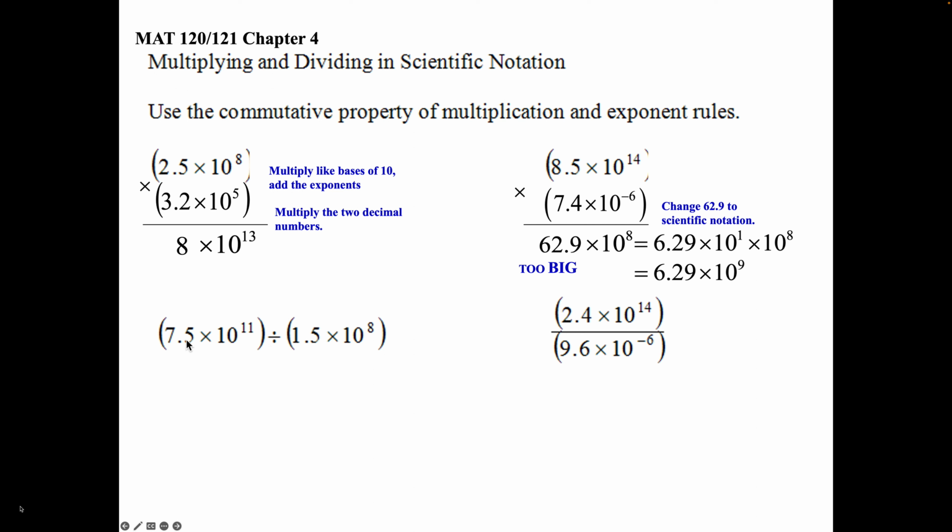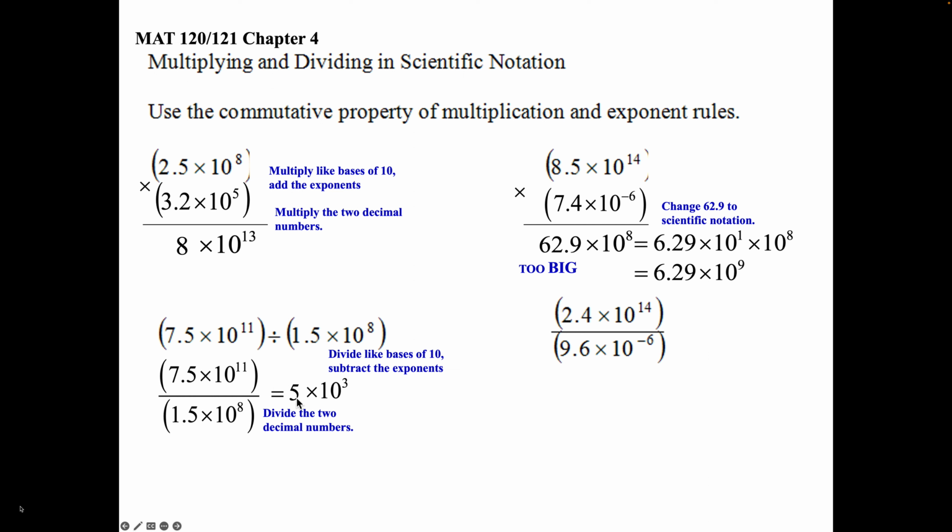Okay, when dividing, now we're going to put our fraction bar here. Now when you divide base 10s, you subtract your exponents. So this will make it 10 to the 3rd. Now we'll divide our first number. 7.5 divided by 1.5 is 5. We're done. 5 is between 1 and 10, times 10 to the 3rd.